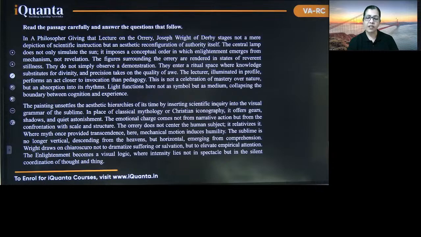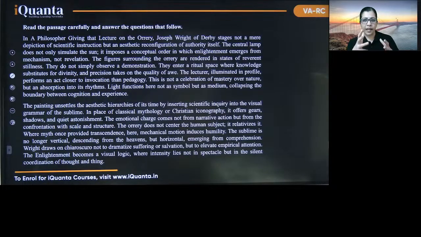So the first RC over here in iCAT 11 was something on orrery. Now, for those of you who don't know the meaning of orrery, ORRERY, I'll just tell you. It's keeping the sun in the center and thinking that, okay, other things orbit around it. This is the normal way that we consider the cosmos, the universe.